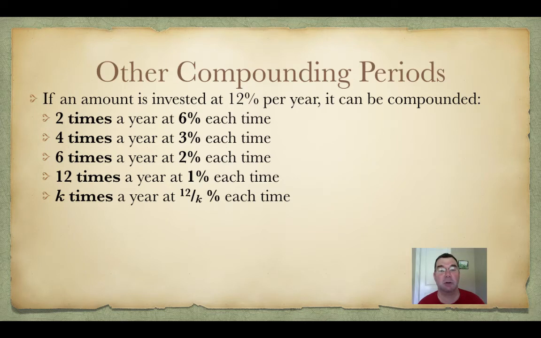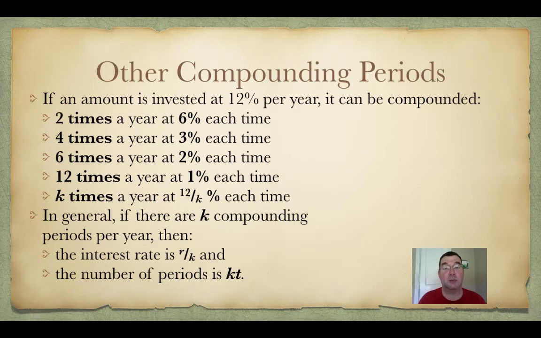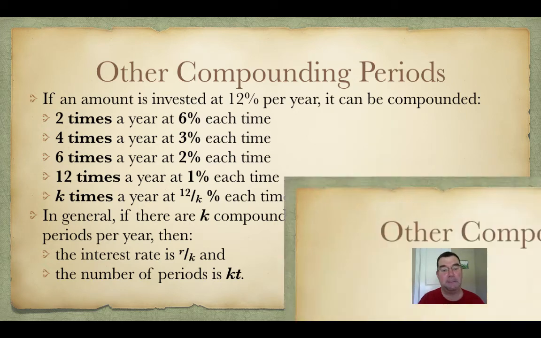Okay, so in general, if I want to compound K times a year, then I take the original interest rate and divide that by the number of times I am compounding per year. So in general, the interest rate, instead of being 12%, can be whatever rate you want. So the interest rate is going to be R over K. And the number of periods, since we're investing it over T years, but we are compounding it K times per year, is K times T.